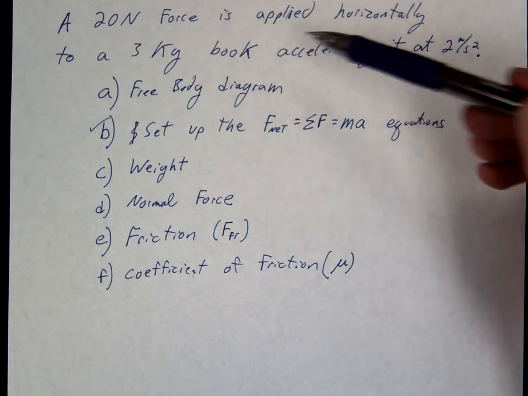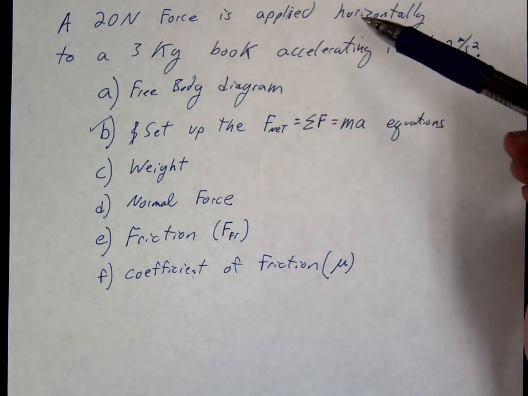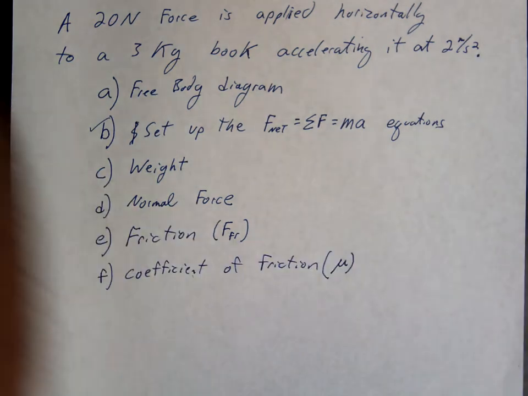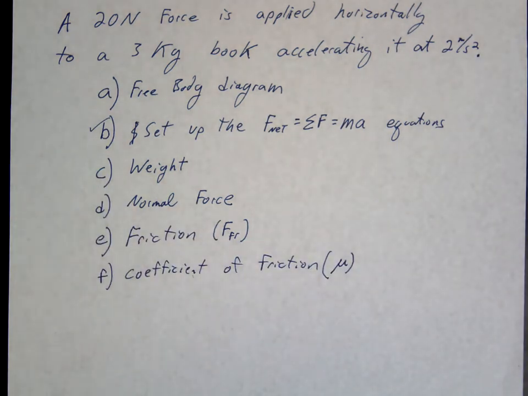Alright, so here's our problem. We have our book. We're going to push on the book. It's 3 kilograms. We're going to accelerate it. So simple problem. We're just moving our book across the table like this.